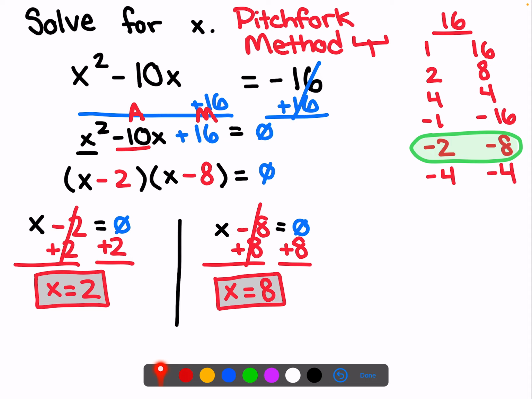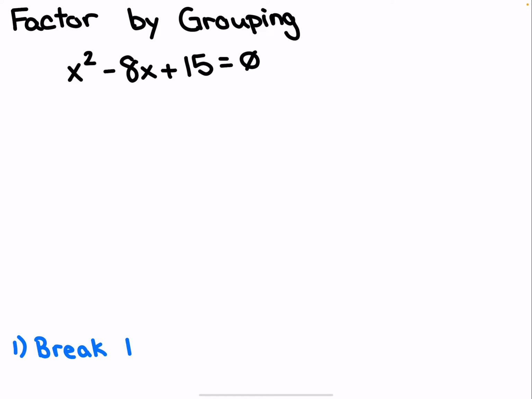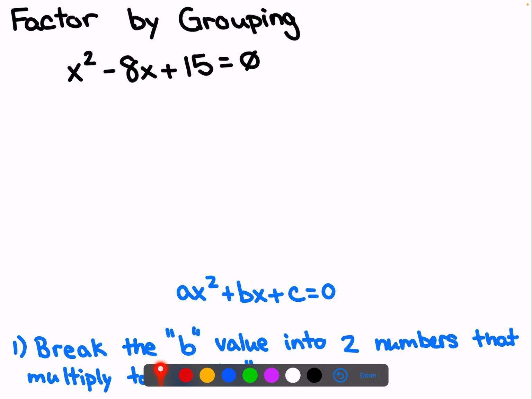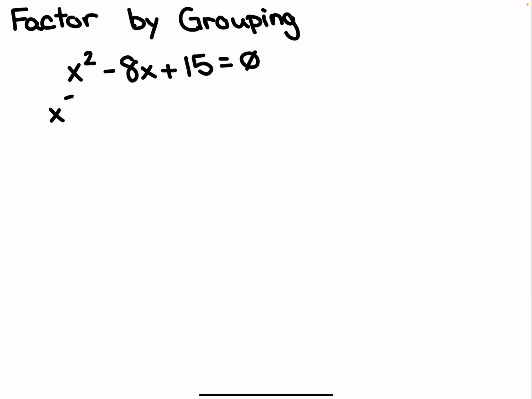All right, the next method that we'll go through is to factor by grouping. This time we have x squared minus 8x plus 15 equals 0. So first, break the b value into two numbers that multiply to be c. So we have our b value here, -8. What numbers can I break this into to multiply to be +15? Well, what about -5 and -3?